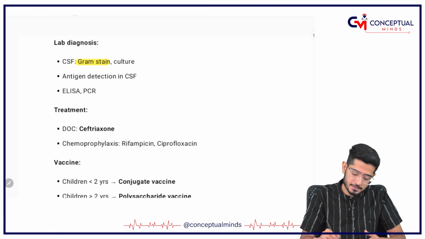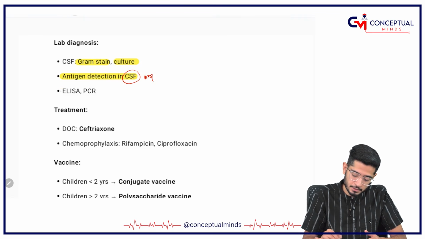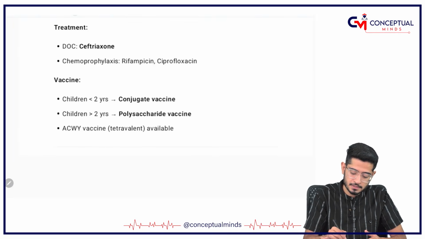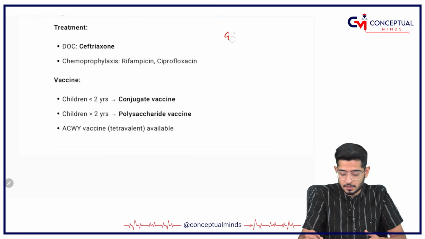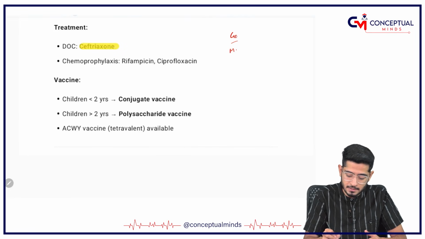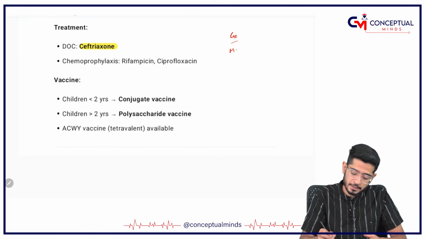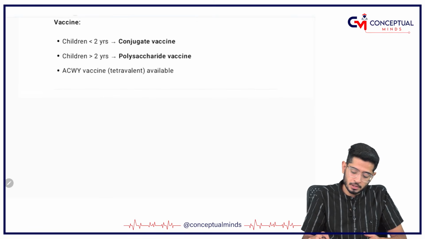So how will you diagnose? I have told you gram stain, culture, antigen detection in the CSF is important. ELISA is important, PCR is important. What is the drug of choice? Similarly, just like we discussed for the gonococcus, for the meningococcus it is going to be ceftriaxone. And for prophylaxis, you can give ciprofloxacin and rifampicin. This is important.